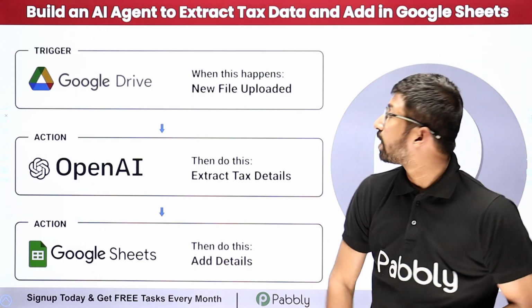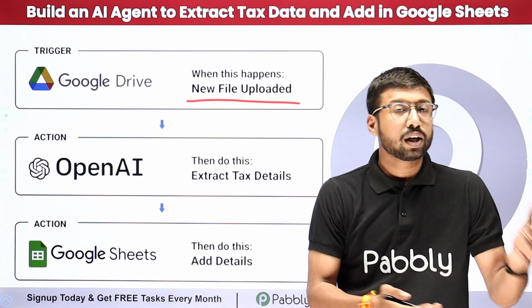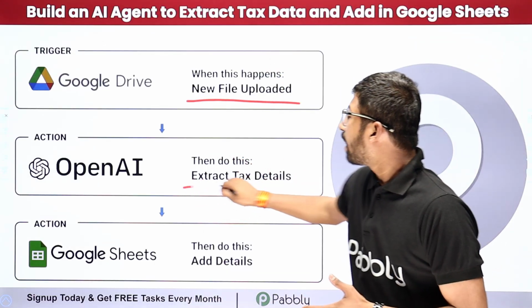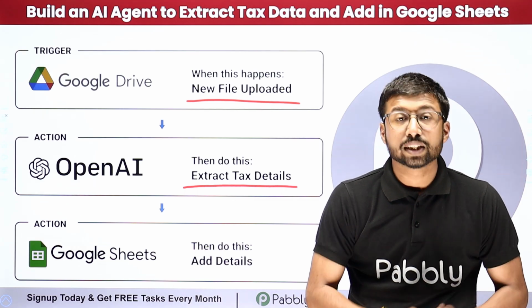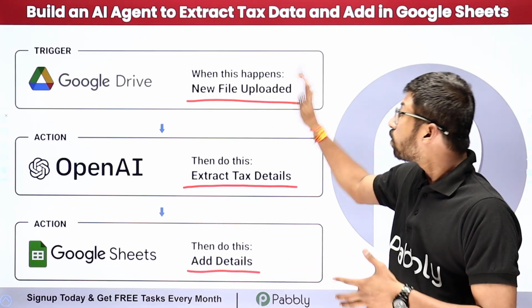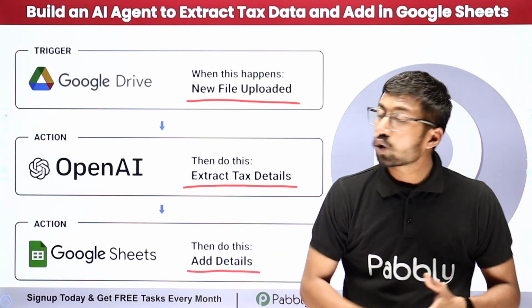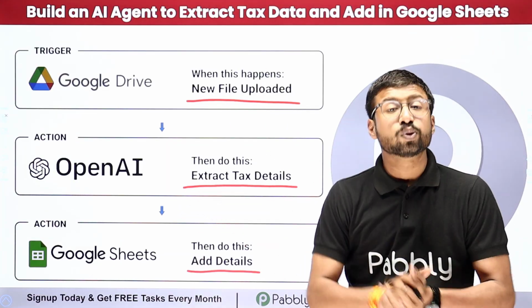This AI agent will get the new taxation files which you are uploading into your Google Drive folder. After getting these new files, this AI agent will send the files to OpenAI and extract the tax details from those documents. After extracting all the details, it is going to add the same tax details into your Google spreadsheet as well, and all of this process will be automated. So all you have to do is just add the tax document into your Google Drive folder and the details will be extracted and added in Google Sheets.